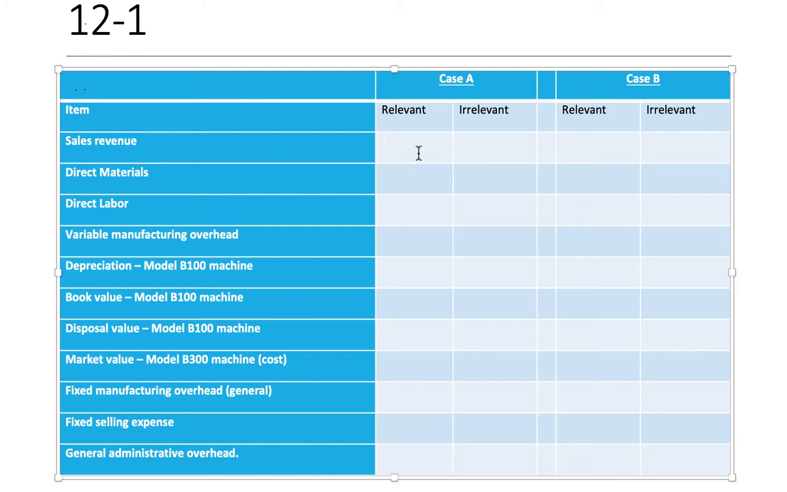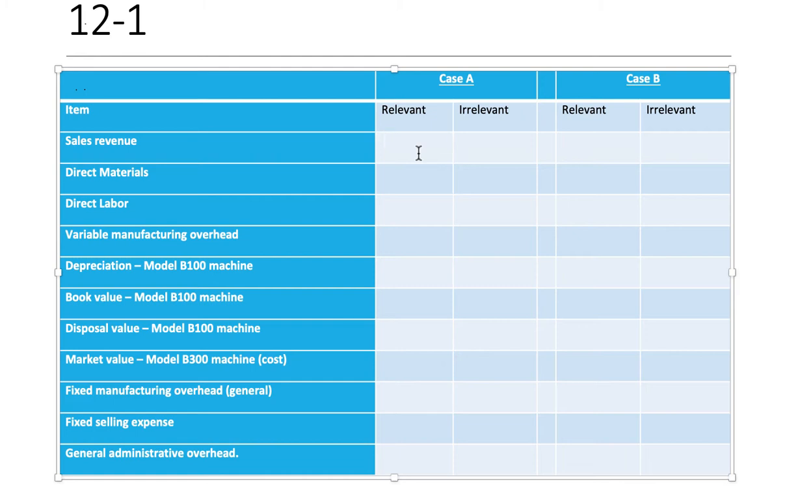Case B says that the old B100 machine is not the company's constraint, but management is thinking about replacing it and buying the new B300 machine, right? The reason why is because they say that there are potential savings in direct material costs with this new machine. The B100 machine would be sold. This change would have no effect on production or sales other than some savings in direct material cost due to less waste.